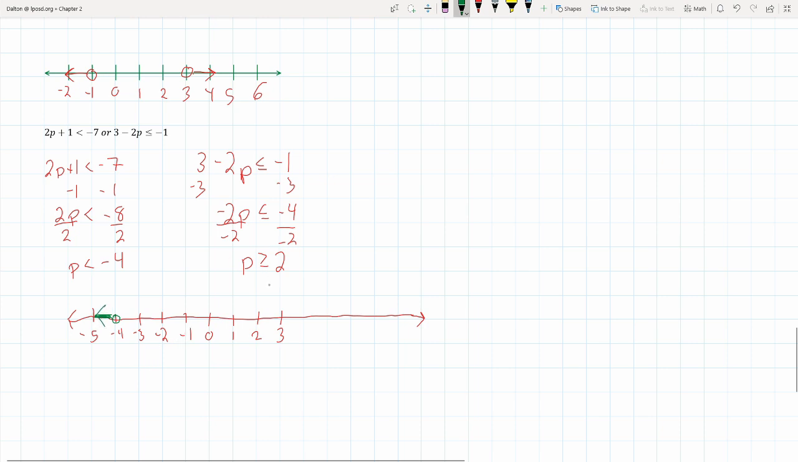Now I do this other one. P is greater than or equal to 2. So I'm going to go to 2. It has that equal to sign, so I fill in the dot. And what's a number that's greater than 2? 3. So I'm going to go to the right.